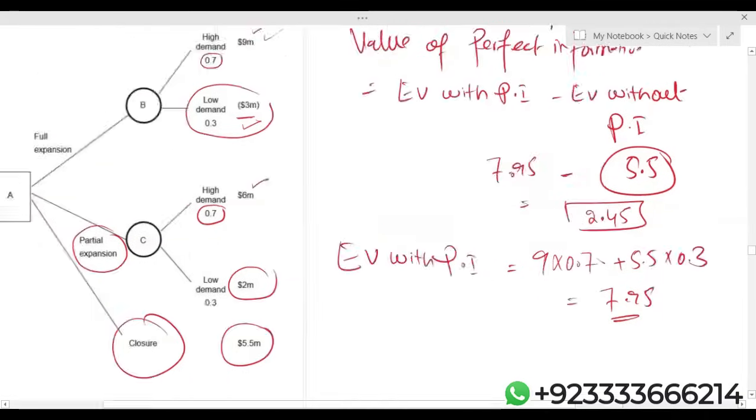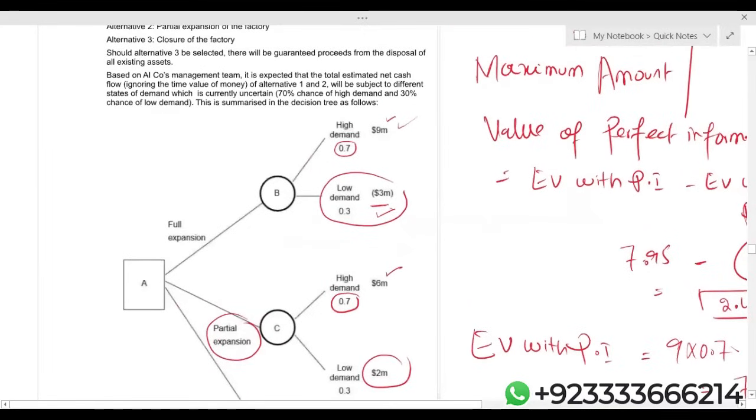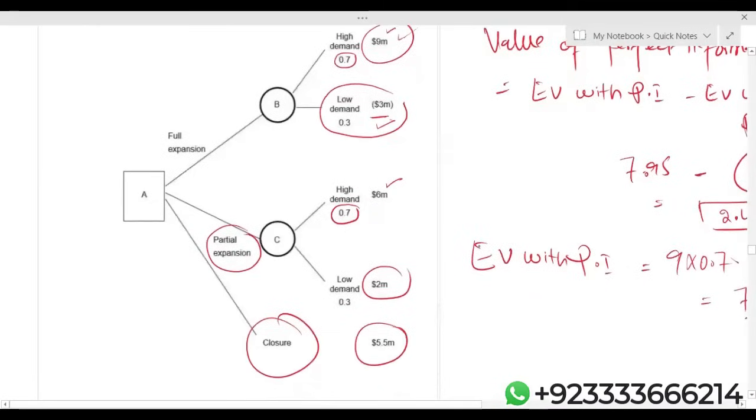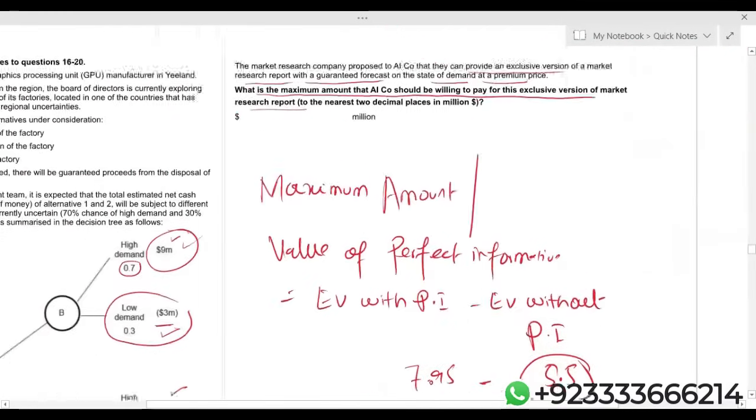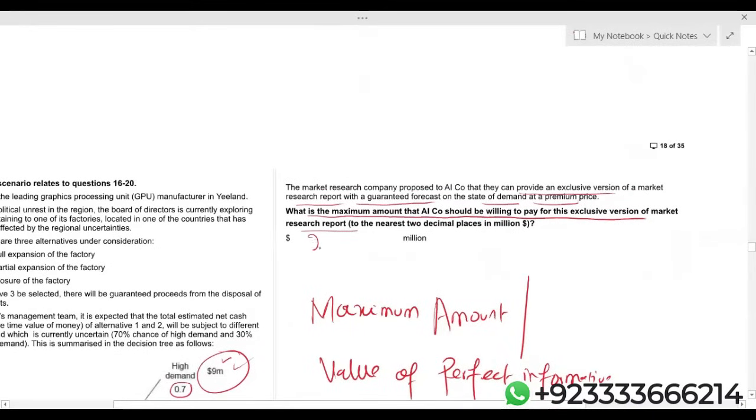But again, look at the data. If you know that demand is high, of course, I'll go for full expansion because we'll be generating 0.9 million. If I know demand is low, then obviously there's no benefit for going for expansion, either full or partial. Then it is better to go for a closure in case of low demand. So logically, the answer is 2.45 million.